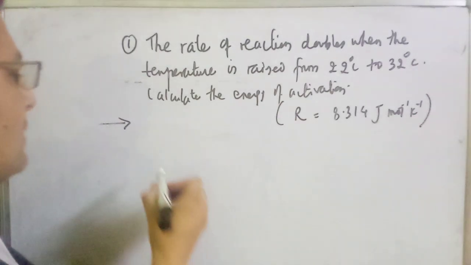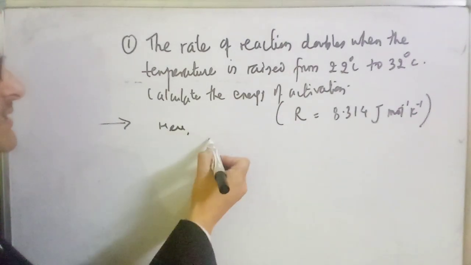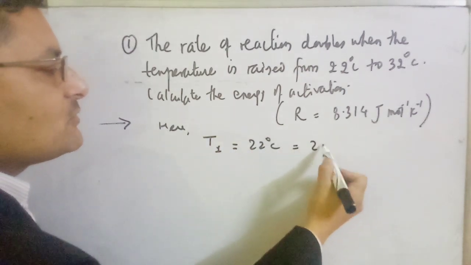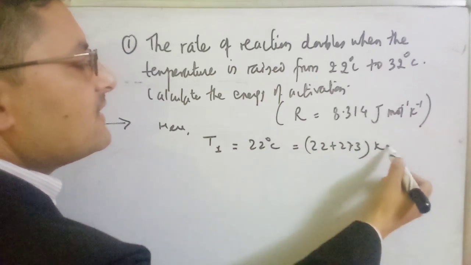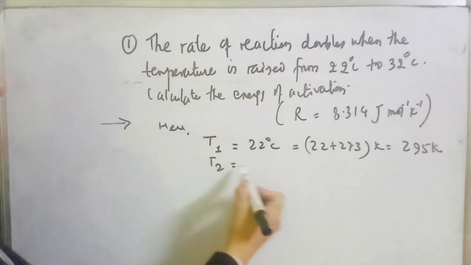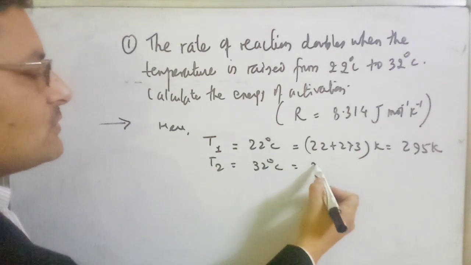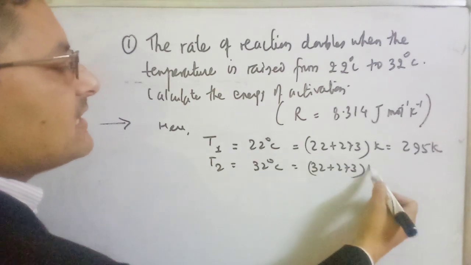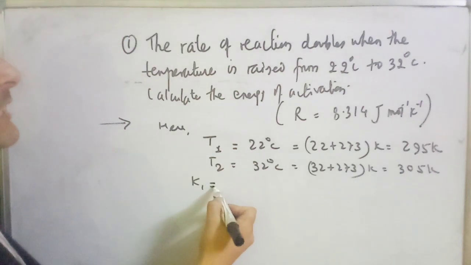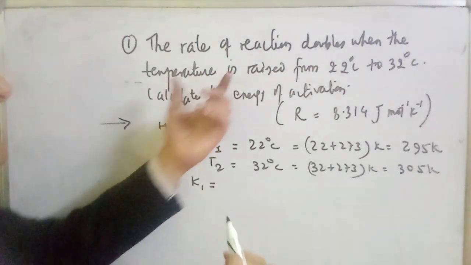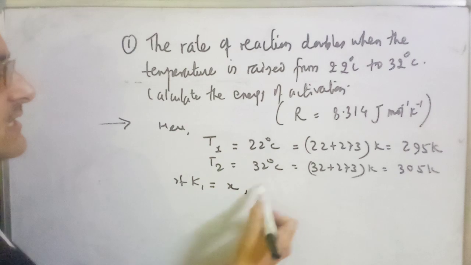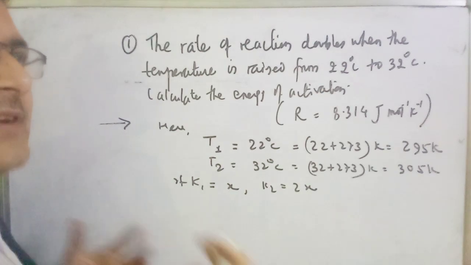Now here, the given temperature T1 equals 22 degrees centigrade, and that must be changed into Kelvin. That is 22 plus 273 Kelvin, which equals 295 Kelvin. Similarly, T2 is 32 degrees centigrade, which equals 32 plus 273 Kelvin, so this is 305 Kelvin. Similarly, what is the K1 value? See here, K1 value is not given, but it says the rate of reaction is double. So if K1 is x, then K2 will be 2x, because the rate of reaction is double here.